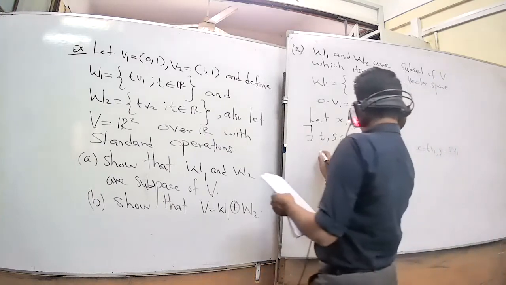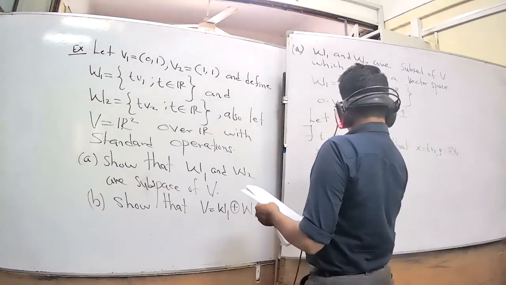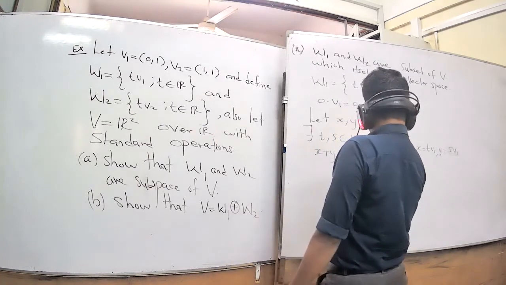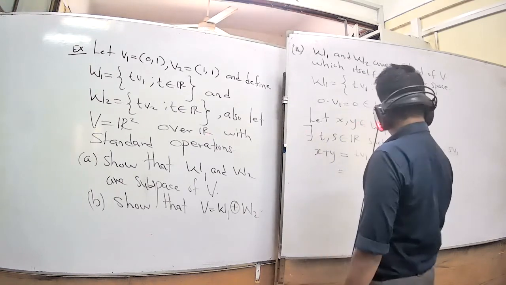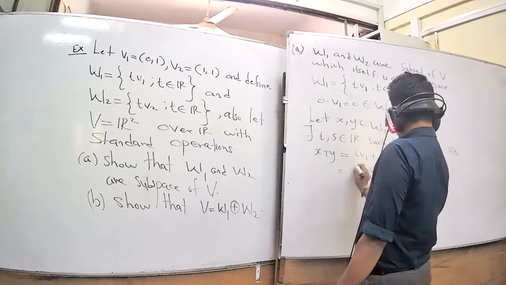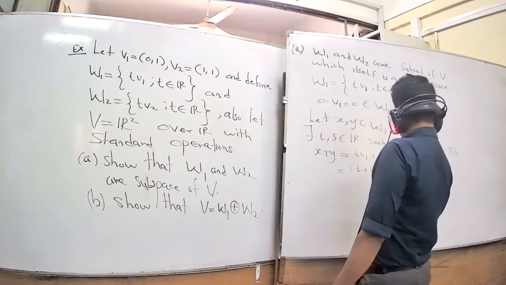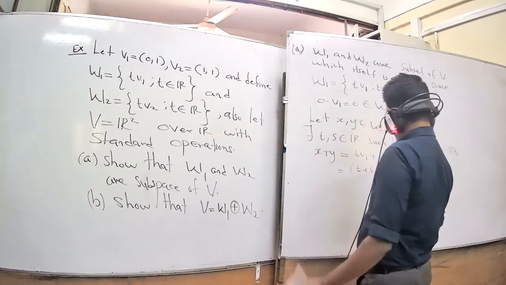So what about x plus y? x plus y equals t times v1 plus s times v1. So you can use the distributive law. Then you will write (t plus s) into v1. This is an element of W1.